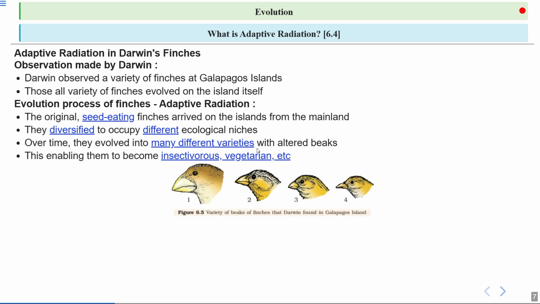So this is an image showing you Darwin finches. You can see here there is a variety of beaks of finches. You can see the size and the shape of the beak is different. So this helped these birds to become insectivorous or vegetarian. Okay, so let's move on.